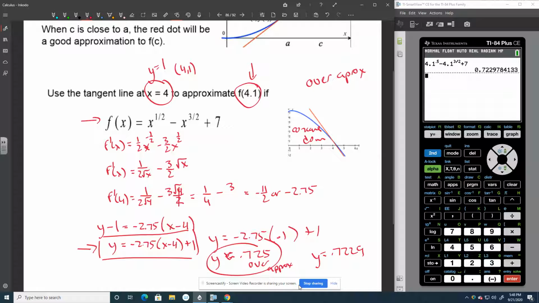If my function was concave up, my tangent line would be below my function. So all of my approximations would be under approximations. They would be low instead of high. Okay.